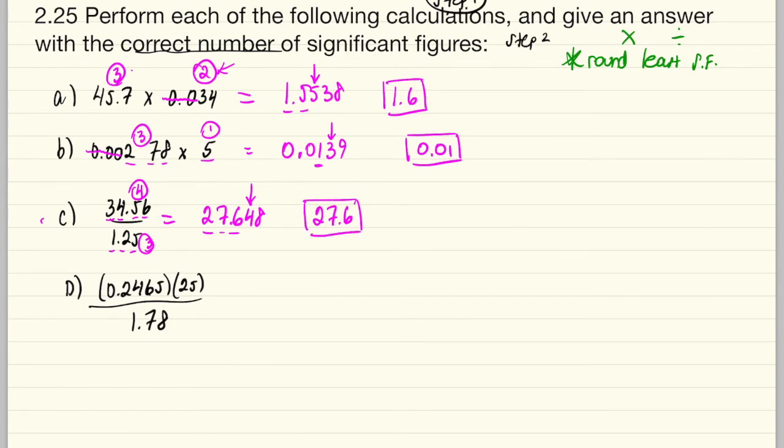In this problem, let's use our calculator. 0.2465 times 25 divide 1.78 equals, I get 3.462078652. On the bottom, this number has 3 sig figs, this one has 2 sig figs, this one has 4 sig figs. So that's our weak link, 2 sig figs.